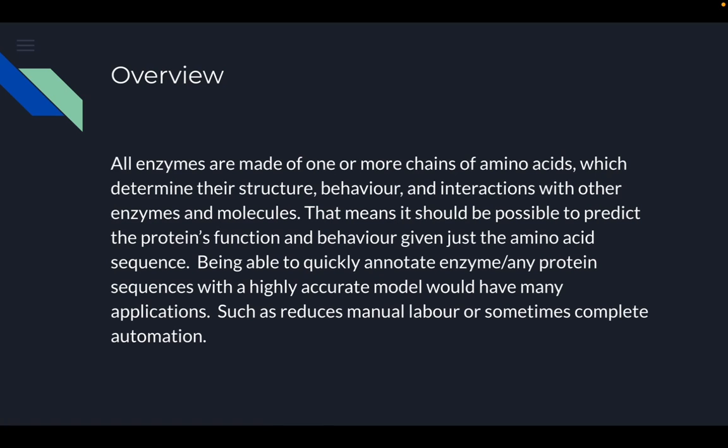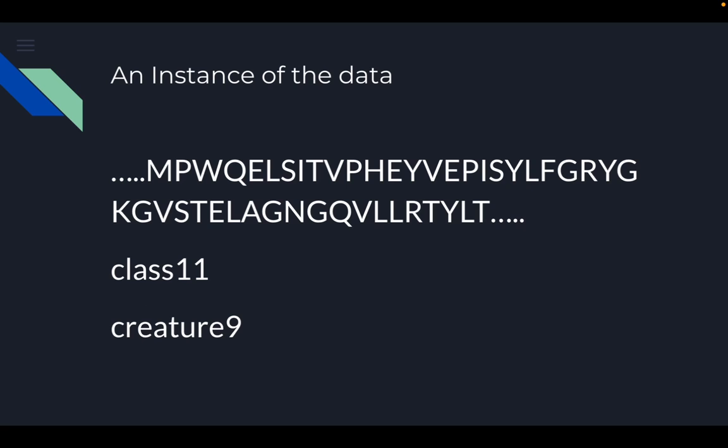All enzymes are made of one or more chains of amino acids, which determine their structure, behavior, and interaction with other enzymes and molecules. That means it should be possible to predict the protein's function and behavior given just the amino acid sequence. Being able to quickly annotate enzyme or any protein sequence with a highly accurate model would have many applications, such as reduced manual labor or sometimes complete automation if the model is very accurate and the risk is a bit low.